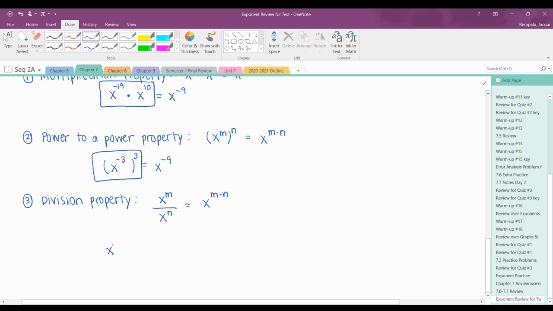So if I have x on both the top and the bottom, I need to come up with numbers that when I subtract give me a negative. That means I'm going to have a smaller number on the top than I will on the bottom. So let's say we have a positive 9 on the top. I would have to subtract 18. Think about it. 9 minus 18 is going to give us negative 9. So since this ends up equaling x to the negative 9th power, this would be my equivalent expression.